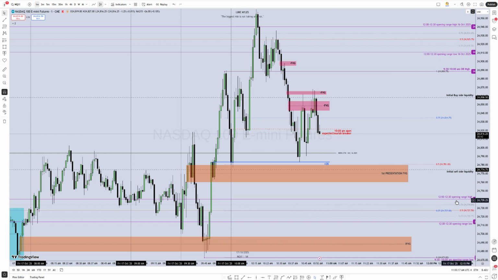We have closed below that. I need the market to use it as a significant level, and I need the market to show me some reaction off of that.